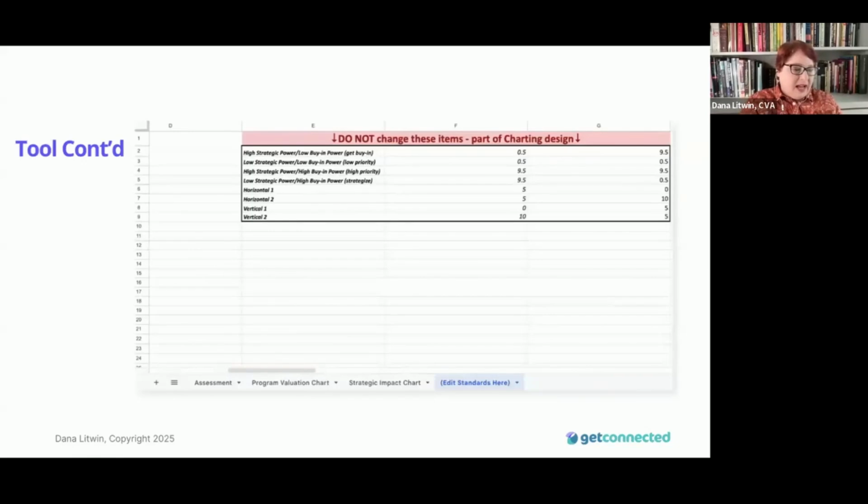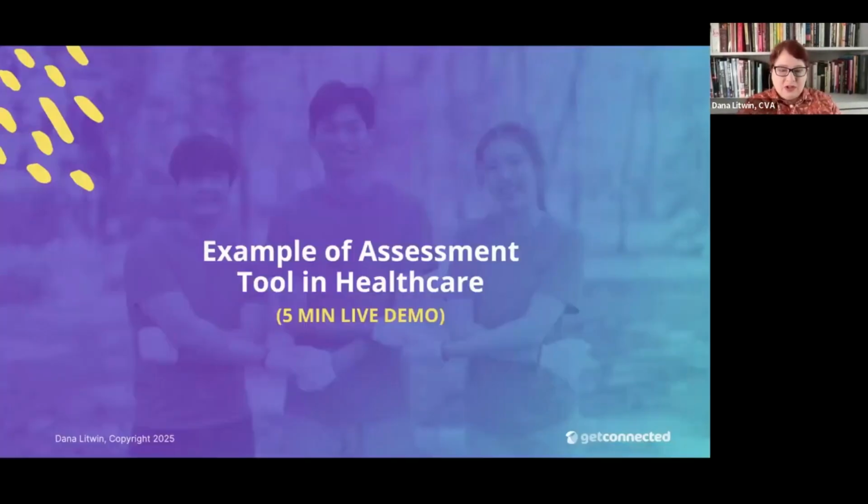I know this seems like a lot, and you're like, oh, I'm just looking at pictures of spreadsheets. So that's why we're going to do a demonstration and then have some time for questions. So I'm going to switch sharing to the tool for a second. And Annalise or Court, do you want to catch me up on the questions in the chat so far?